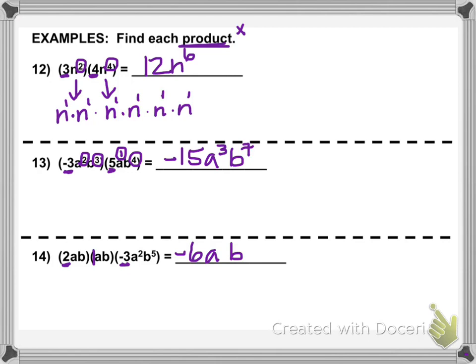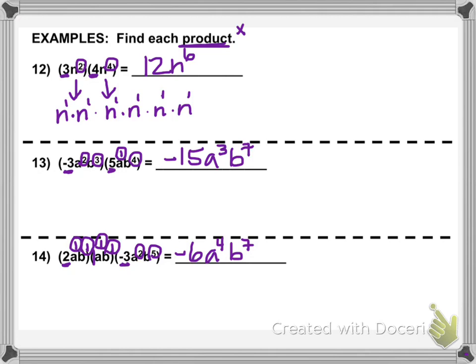So let's look at the a's. First of all, our first a has an exponent of 1. Our second a also has an exponent of 1. Remember, if you don't see it, there's a 1. Please add that to your paper. And then my last a has an exponent of 2. So I've got 1, 1, and 2, if I add those up, that's an exponent of 4. For my b's, my exponents are also 1, 1, and 5. So 1, 1, and 5 add up to 7. So negative 6 times a to the 4th times b to the 7th.